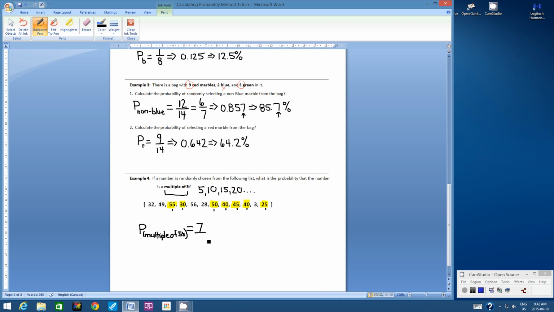And then what is the total number of outcomes? In other words, what is the total number of numbers in our sample space? 1, 2, 3, 4, 5, 6, 7, 8, 9, 10, 11, 12. Okay, 7 over 12, unusual fraction. Can it be reduced any further? No. So, taking your calculator, could you calculate the decimal? Probably going to be a little messy.